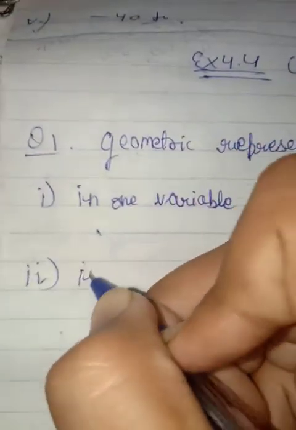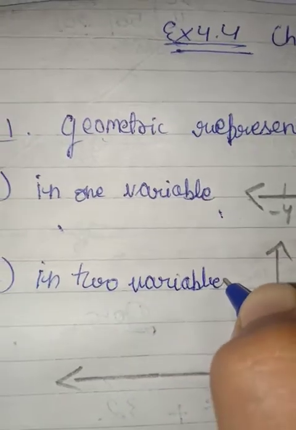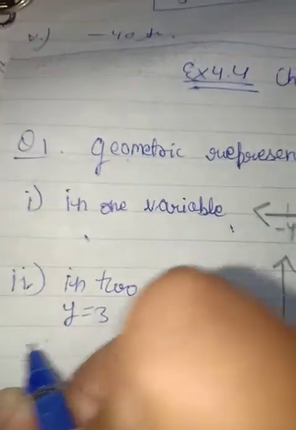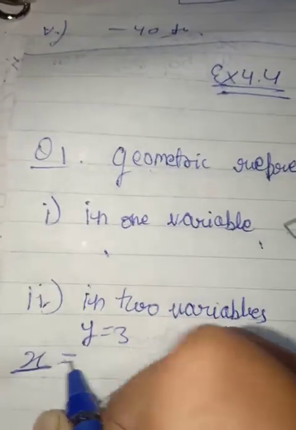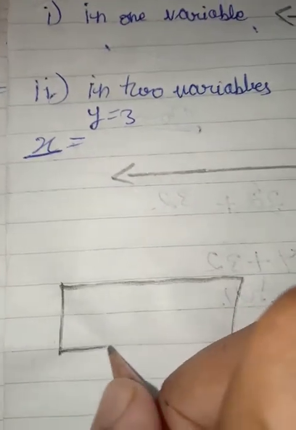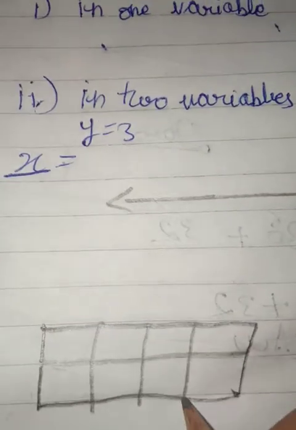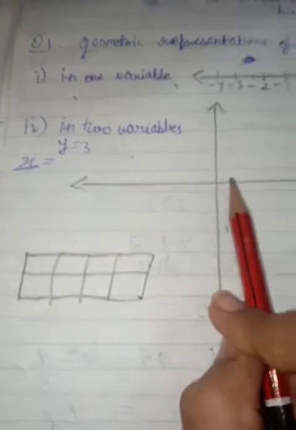Now they are saying in the second part, in two variables. So one variable is already given, y is equal to 3, and now we have to find x, what the value of x is. So now we will draw one box type of thing. Minimum we will take three solutions, to plot them on a graph on the Cartesian plane.